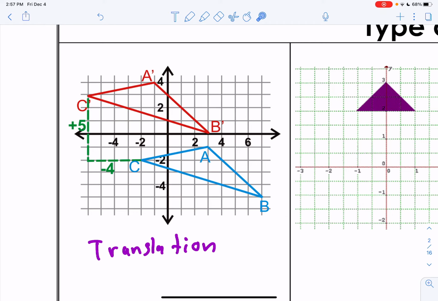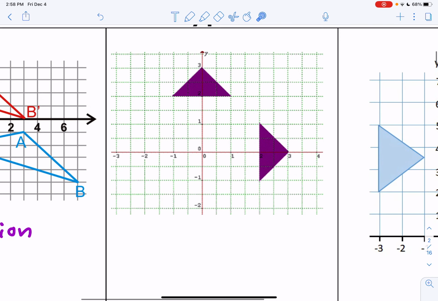Now, when we do a translation, we look at it as a vertical and horizontal shift. So in this particular one, I went 4 units to the left right there. So that's a horizontal shift of -4. I went 5 units up. So that's a vertical shift of +5. Again, a translation is also called a slide, which is sometimes what you hear this called. We're just moving it to a new location. This one went to the left and up, and went from this figure right here to this figure right there.